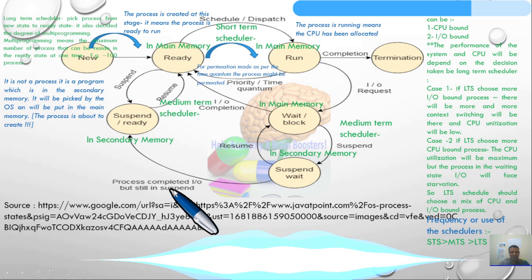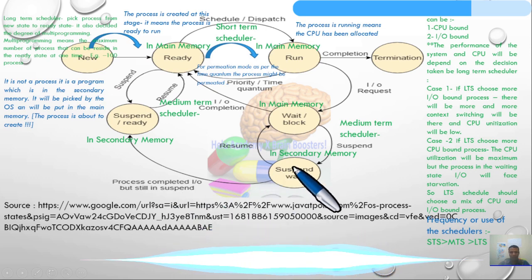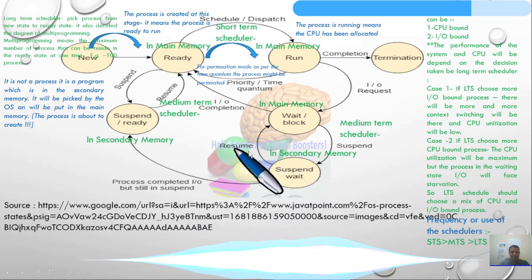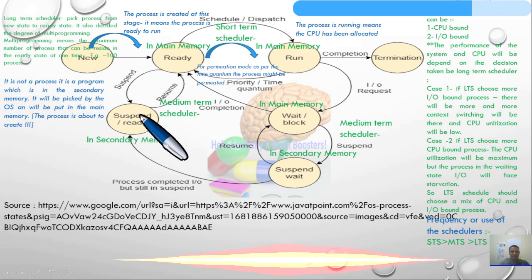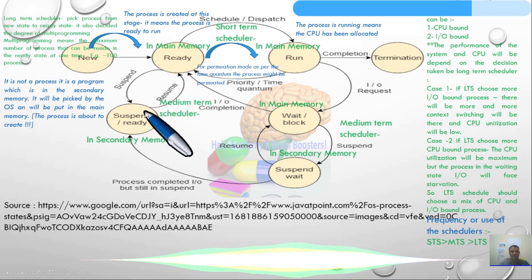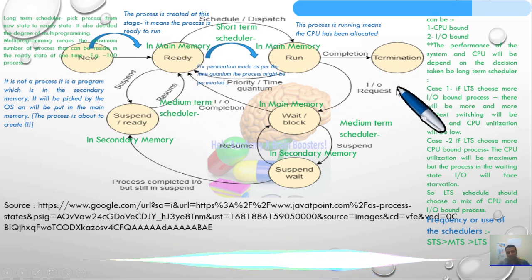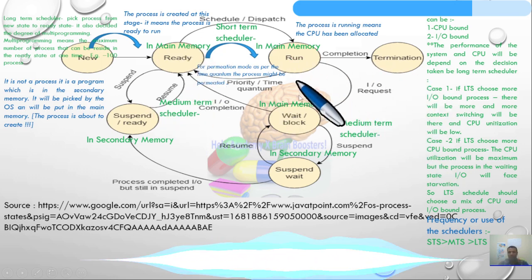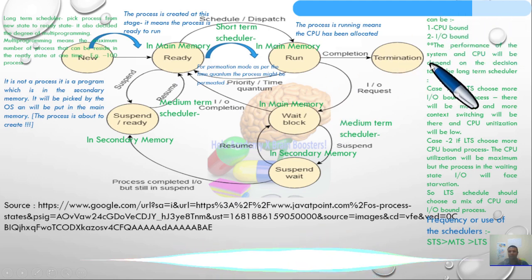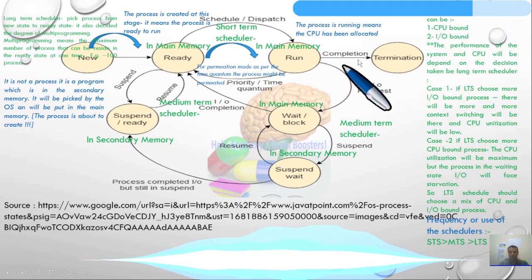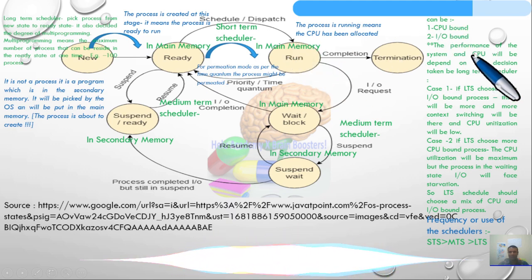So when the process is completed, IO is completed, and it is still suspended, it will be taken to the suspend ready state, and then it will resume to the ready state and continue. In short, this is the most important discussion: we have two types of processes, CPU bound processes and IO bound processes.